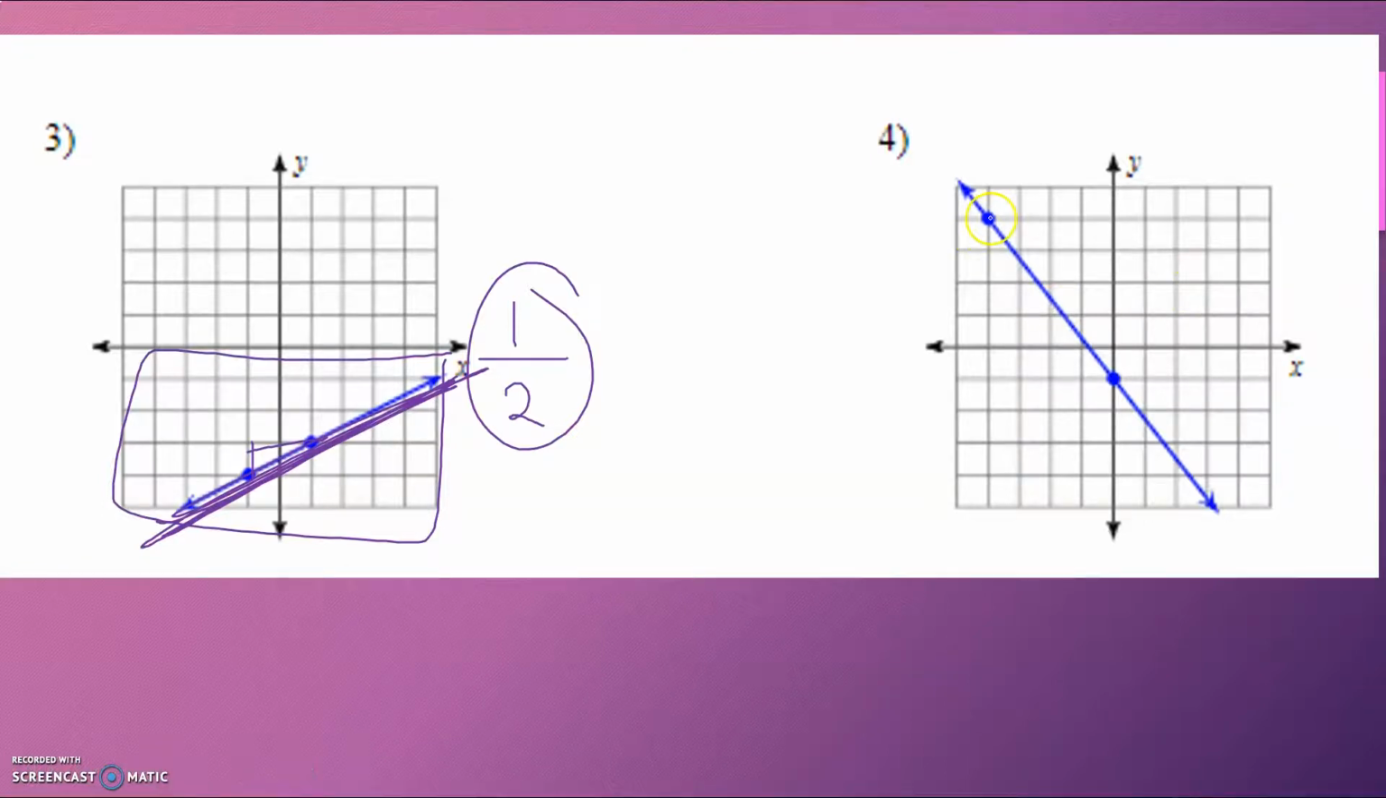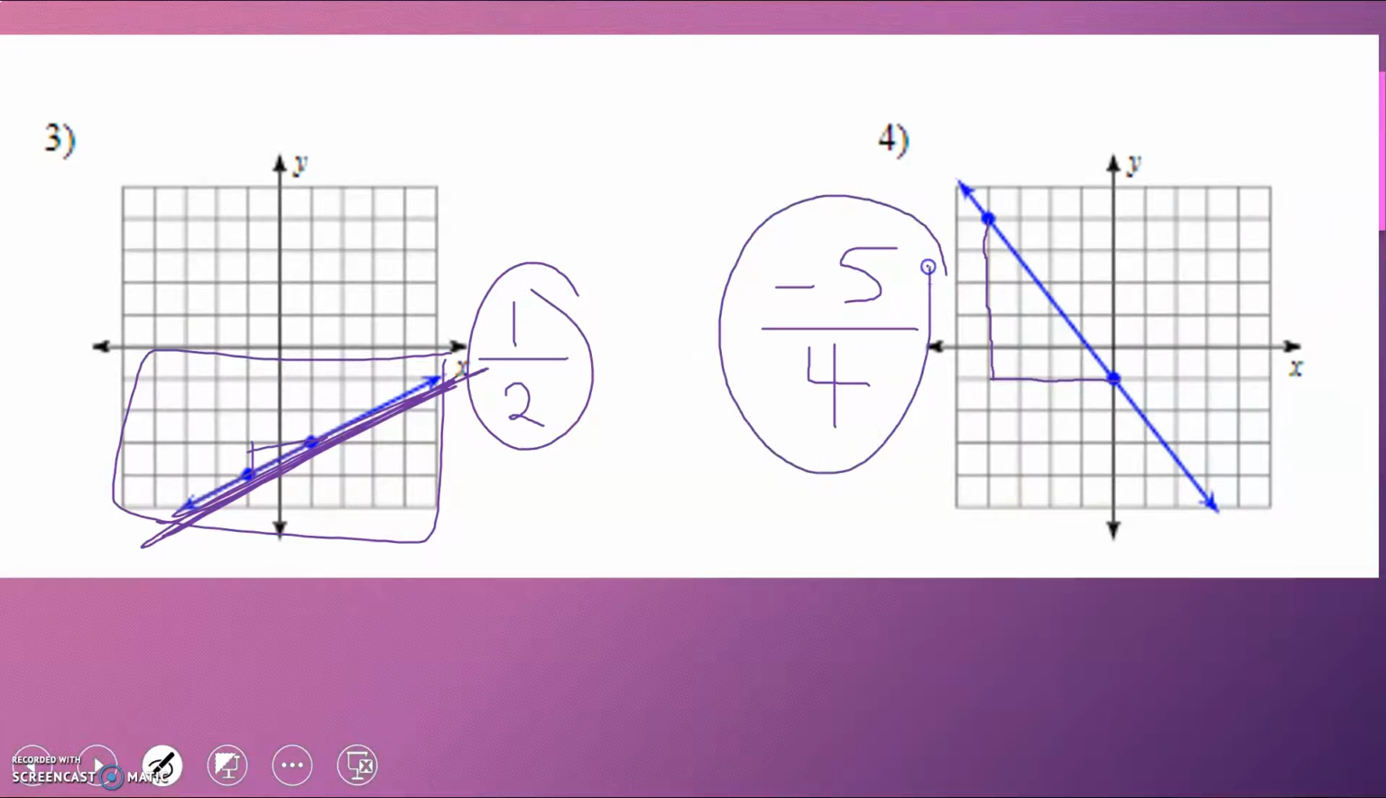All right, number 4, let's figure out our rise over our run. So again, I start with the leftmost point. 1, 2, 3, 4, 5. We're going down, so it's -5 divided by 1, 2, 3, 4. Over 4 to the right, which is positive. So our slope is -5/4.